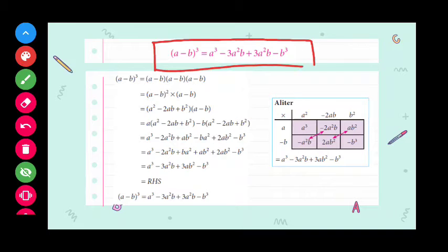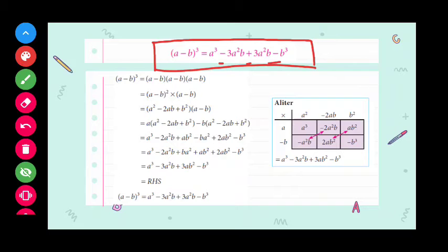The next identity we'll be seeing here is a minus b whole cube is equal to a cube minus 3a square b plus 3ab square minus b cube. You should be a little careful about where you are putting minus and positive terms. The identity is totally the same as the previous one except the signs. Here you can see the signs are a little different.